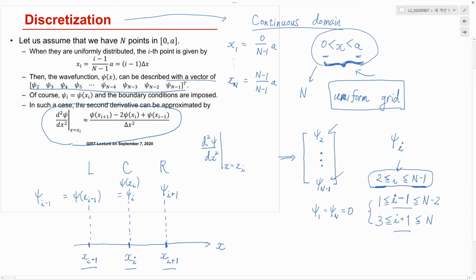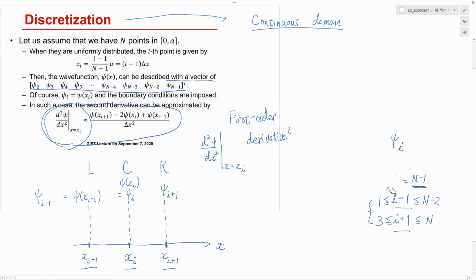Yes. Then how can you understand this one? Since this is a second order derivative, the natural question is, then how about the first order derivative? So let me just consider the first order derivative this time. Differentiation is actually defined as a limiting case of the ratio. Do you remember it?